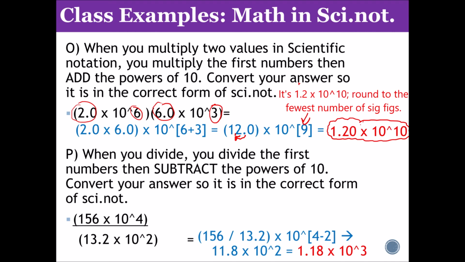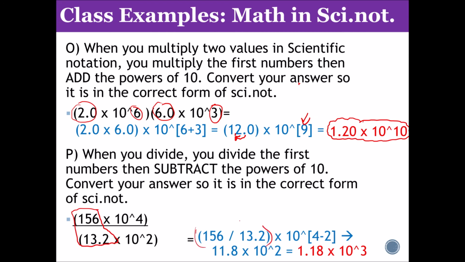On P, when you divide, you're going to divide the coefficients. So 156 divided by 13.2. And for the exponents, you're going to subtract the top one minus the bottom one. So times 10 to the 4 minus 2. You get 11.8 times 10 to the second. We need to move that decimal over one more place. So 1.18 times 10 to the third.